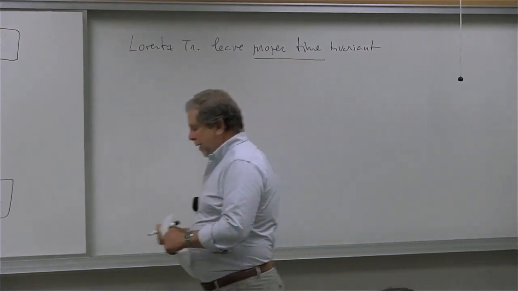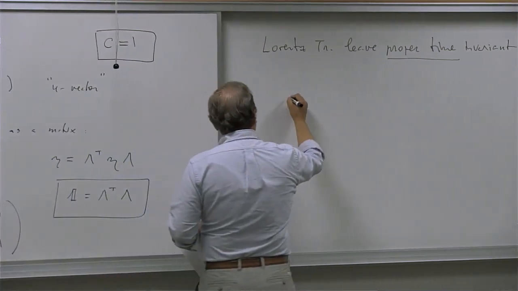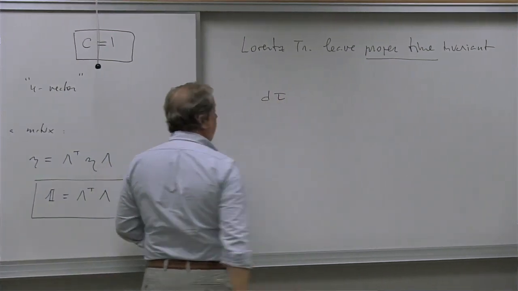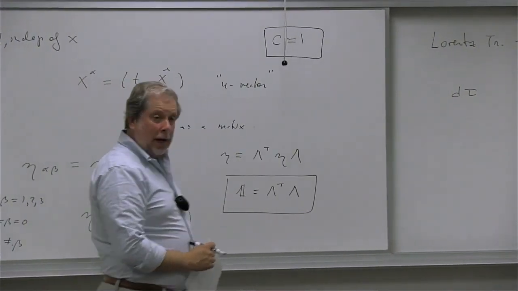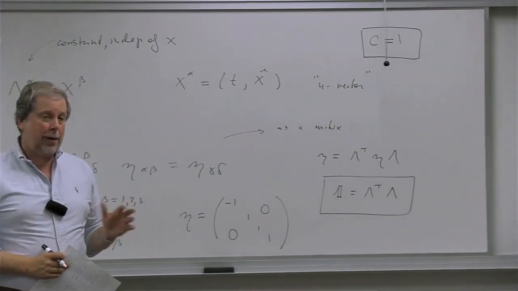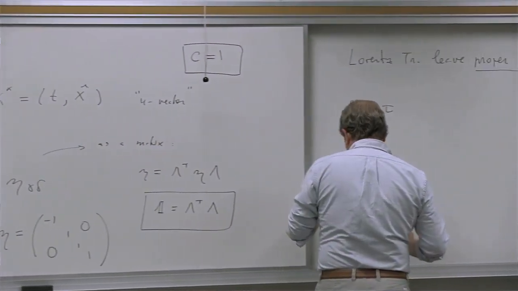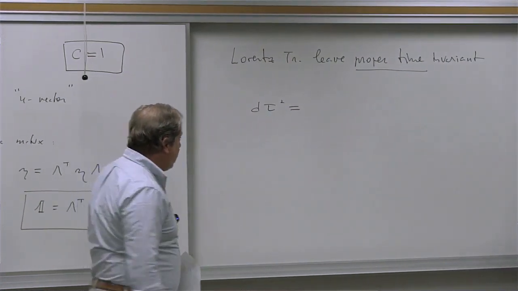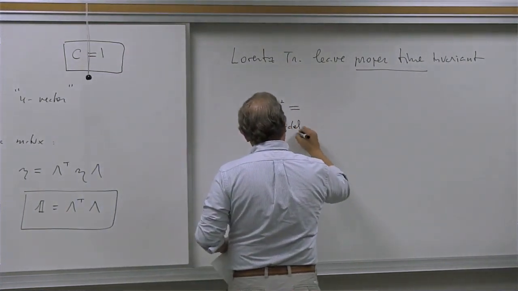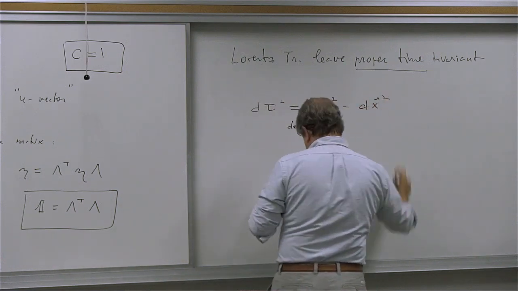So what is the proper time? Well, the proper time is the following. We are going to talk about infinitesimals, again, because it will be convenient later on for a number of reasons, and also in special relativity because we are going to calculate derivatives. So we need infinitesimals, and so we're going to define d tau squared as dt squared minus dx squared, right?